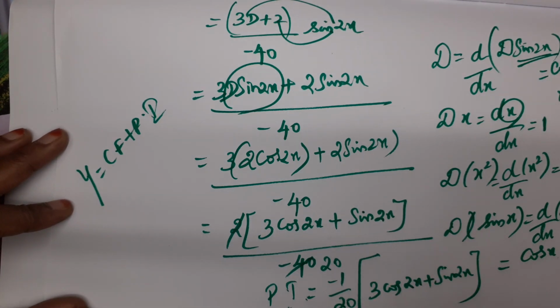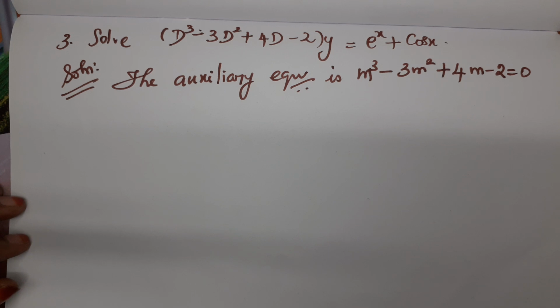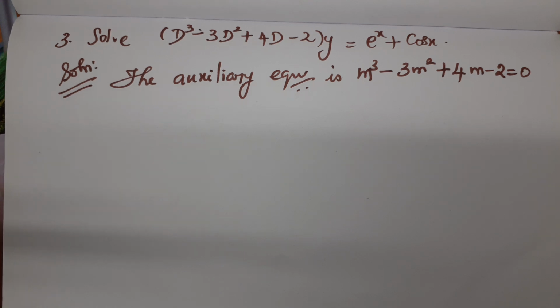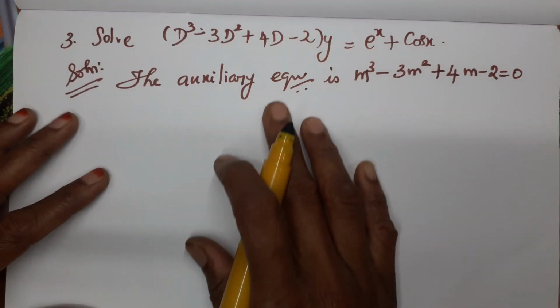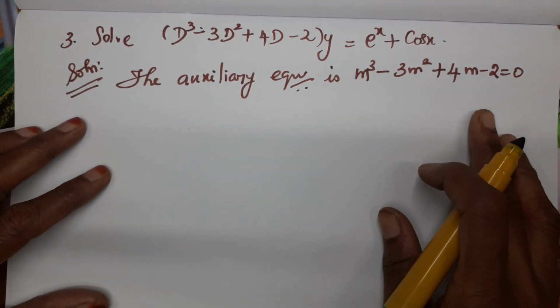Is it clear? The next sum we have is (D cube minus 3D square plus 4D minus 2) y equal to e power x into cos x. So this is a combination of both the cases, the e power ax case and the cos ax case, together in a single problem. Okay, so first we have to write the auxiliary equation.